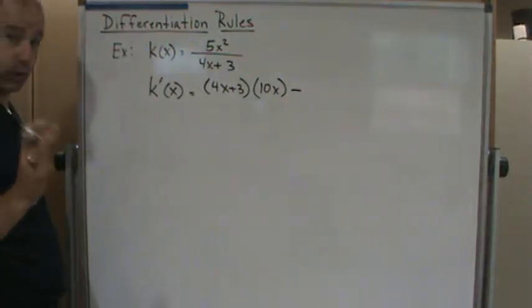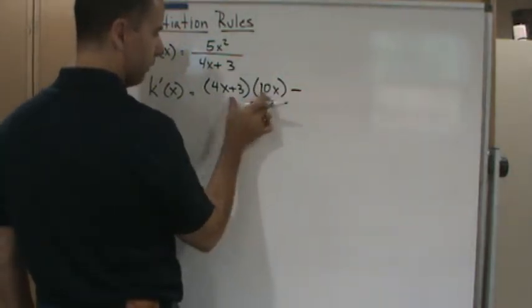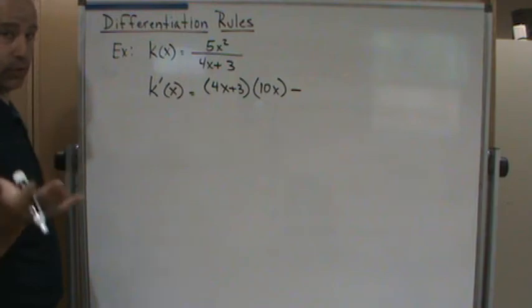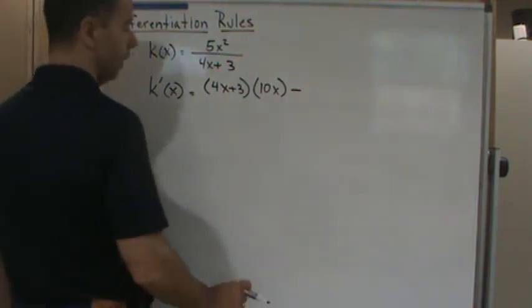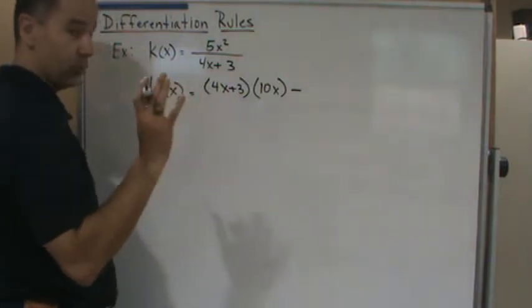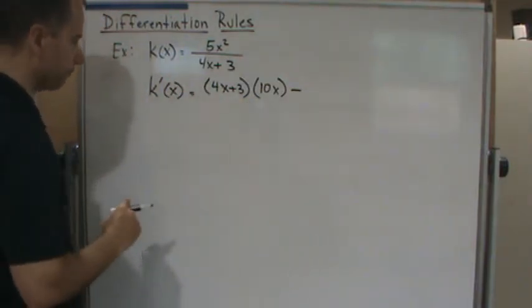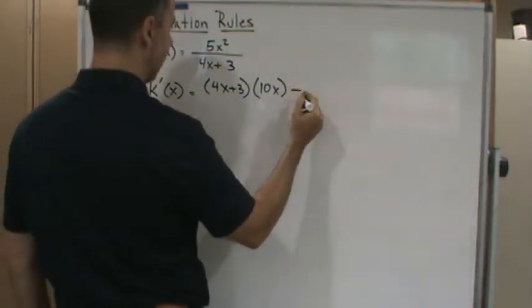Now, here's why it's really important to get the order right. Because if you accidentally switch these, the subtraction is not the same. Remember, the commutative property does not apply to subtraction. So it's very important that you know the pattern or the formula. Okay, so it's low d high minus high d low.